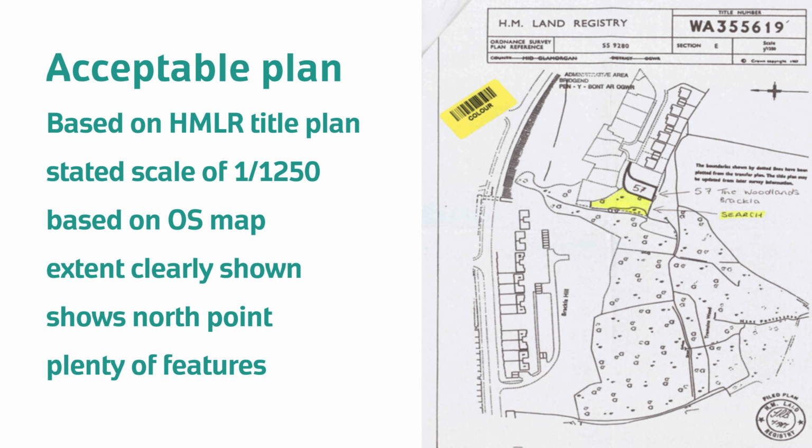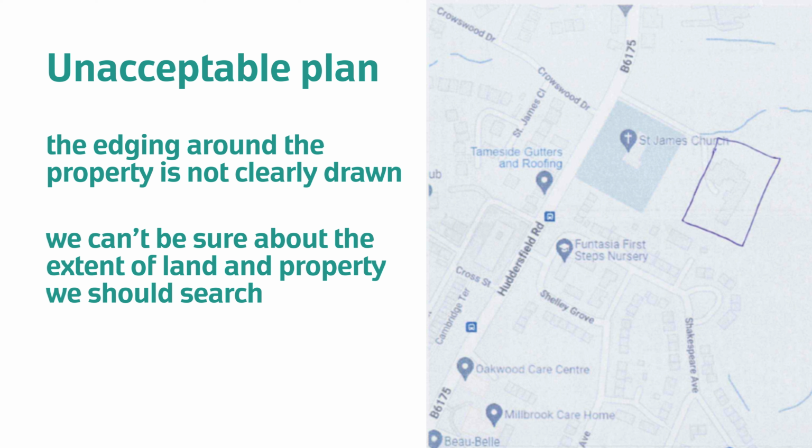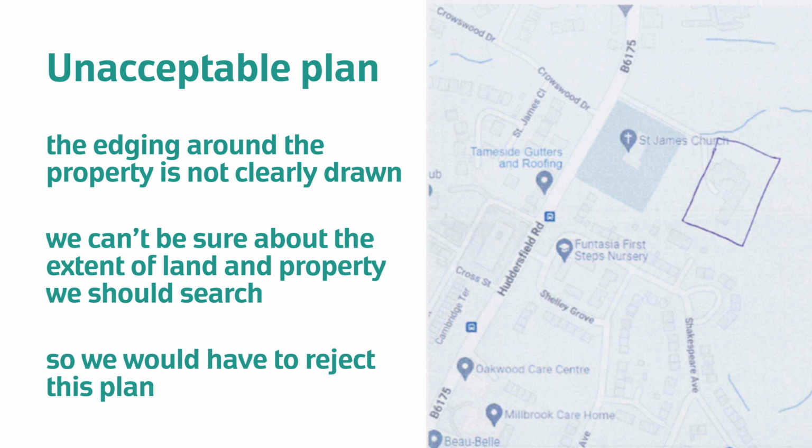Here we have an example of an unacceptable plan. Although the plan has plenty of identifiable features and is based on the Ordnance Survey map, the blue edging around the search area has not been carefully drawn. This casts doubt over the extent of the land and property being searched. The extent must be precisely shown or we will have to reject your application.